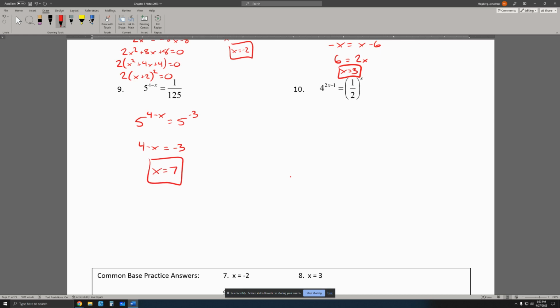Okay, and last one, I noticed that 1/2 is a perfect power of 2. It's 2 to the negative 1. And then 4 is also a power of 2, that's 2 squared. So we could write this as 2 squared, the quantity to the 2x minus 1, equals 2 to the negative 1, the quantity to the x. Using our power rule, 2 to the 4x minus 2 equals 2 to the negative x. And then we have 4x minus 2 equals negative x. Set those powers equal to one another. Adding x to both sides and then adding 2 to both sides, we get 5x equals 2, or x equals 2/5.